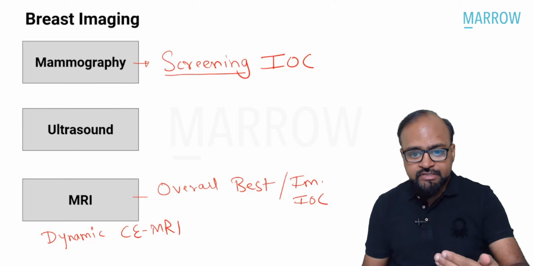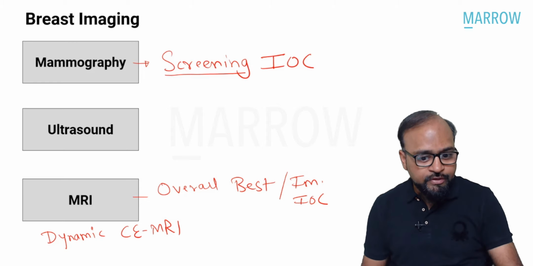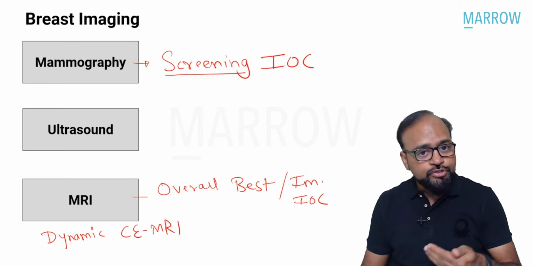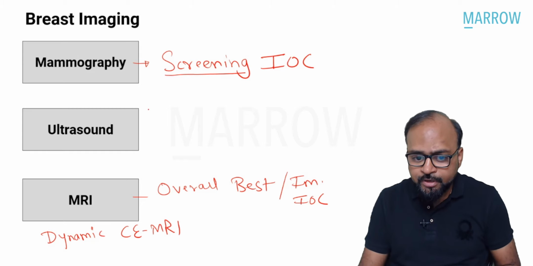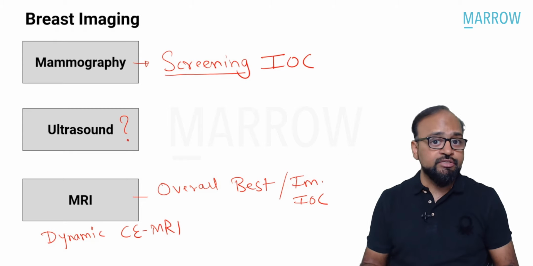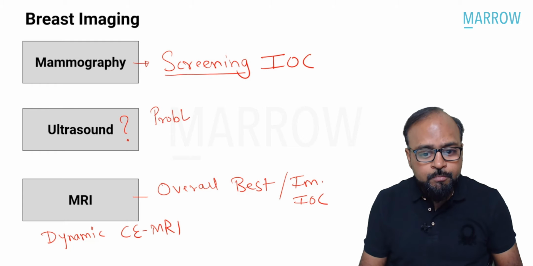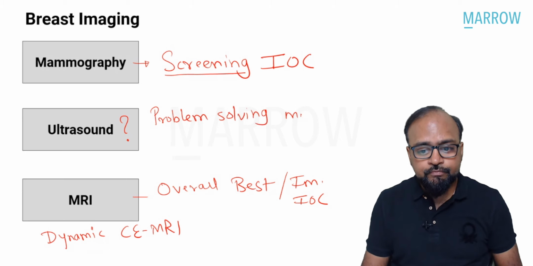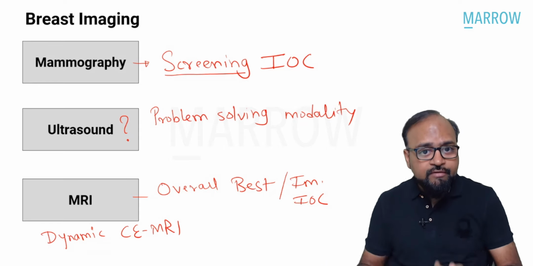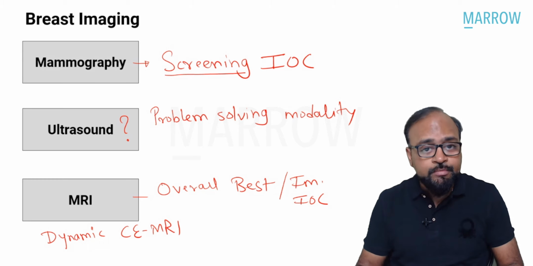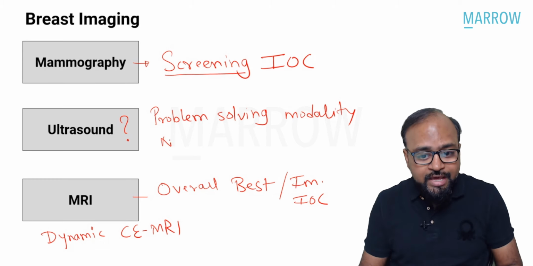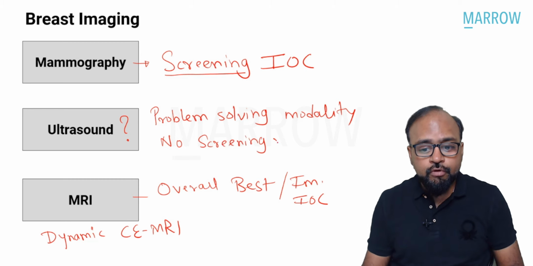Now, we have discussed the screening investigation of choice, mammography, and the overall best imaging investigation of choice, dynamic contrast enhanced MRI. What is the role of ultrasound then? Remember, ultrasound serves more like a problem solving modality. Whenever there is a problem, we take the help of ultrasound. Does ultrasound have any screening role in breast imaging? The answer is no. Ultrasound has no screening role for breast cancer.